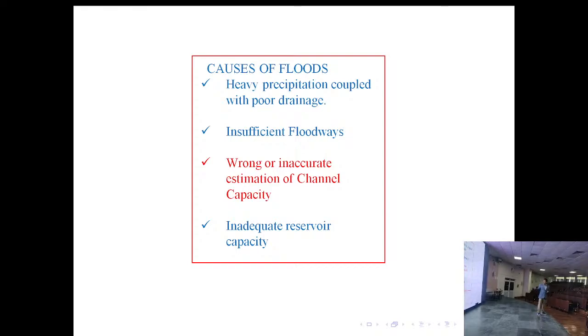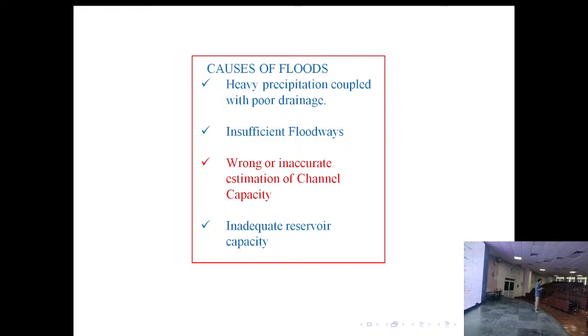Floods are mainly due to four reasons. Remember, mainly four reasons. First is heavy precipitation with poor drainage. Second is insufficient floodways. Third, wrong or inaccurate estimation of channel capacity. Fourth is inadequate reservoir capacity. Floods happen for these four things. First is natural, we cannot stop it: precipitation.